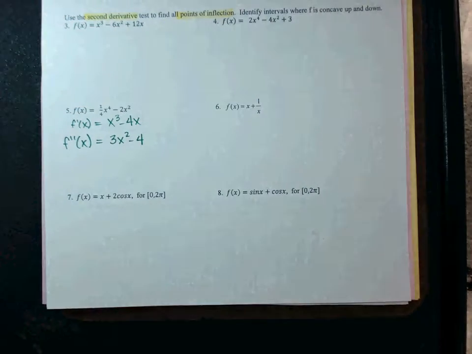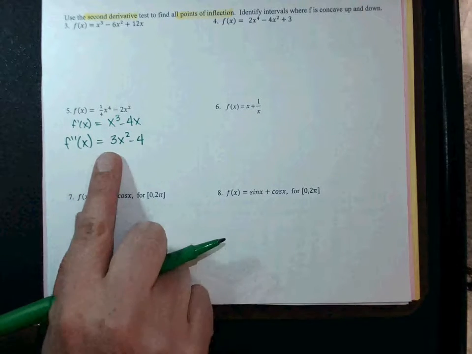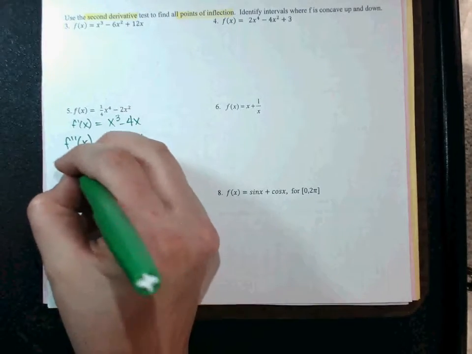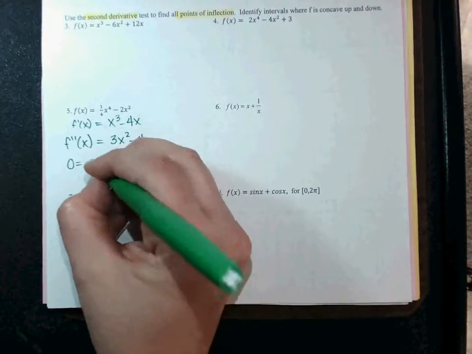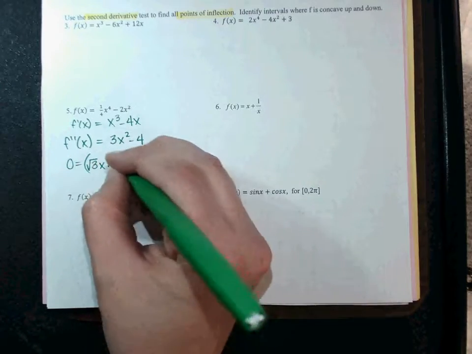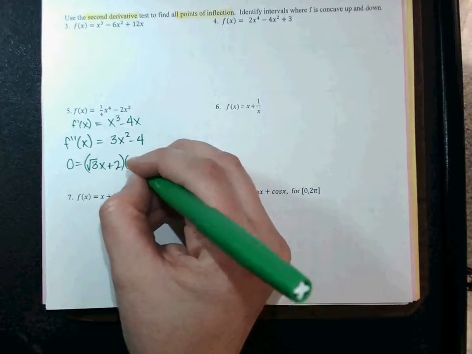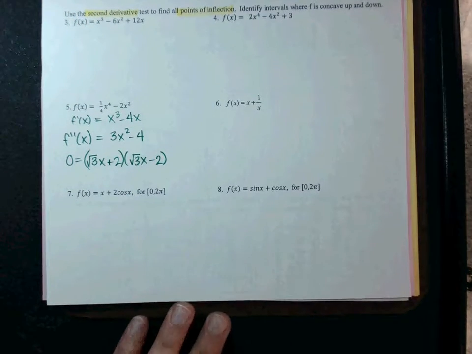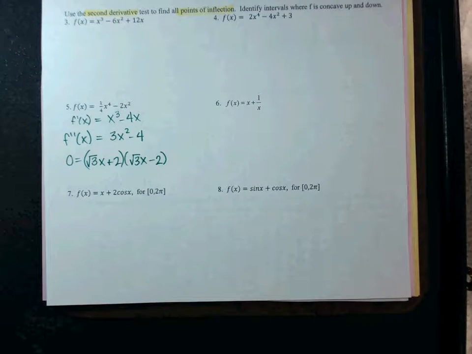What would we get? 3x squared minus 4. Okay, from here, if you can't factor, that's okay, but you should be able to factor. If this isn't a perfect square, then you can always break it up like this: root 3x plus 2 and root 3x minus 2. Ideally, it's easier to factor if it is a perfect square. But if it's not, that's okay.